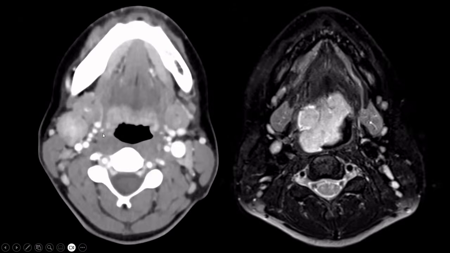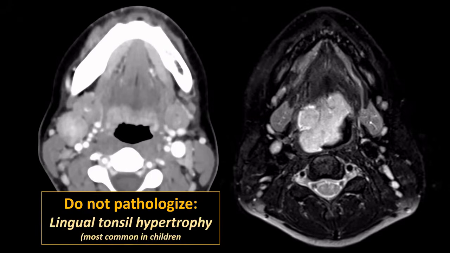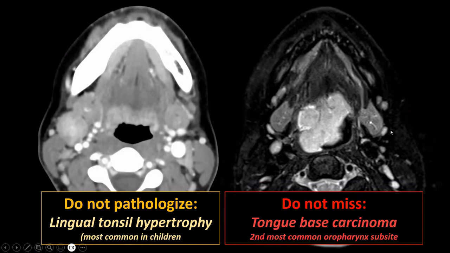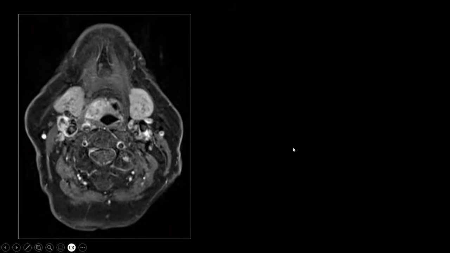So, okay, lingual tonsils, and it brings us to a brief discussion on tongue-base pathology, very short. But what you should take with you after this presentation is do not pathologize lingual tonsil hypertrophy, which is symmetrical and more commonly seen in children. Do not mistake that for tongue-base carcinomas, which are often, well, you have a different patient group, older patients, smokers, drinkers, often asymmetrical. The tongue base is the second most common subsite for oropharyngeal carcinoma after the tonsillar region.